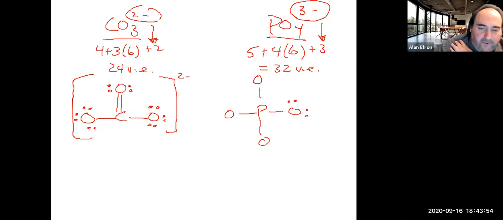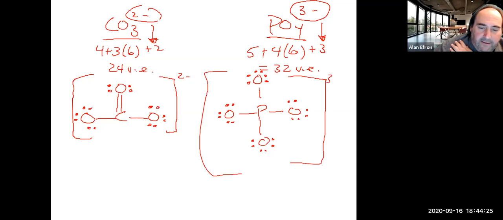So 2, 4, 6, 8, 10, 12, 14, 16, 18, 20, 22, and 24. I have now placed all 32 electrons. Every oxygen is the same. They all have 2, 4, 6, 8. The phosphorus has 2, 4, 6, 8. It is good to go. We'll put a little bracket around that guy there, and -3.